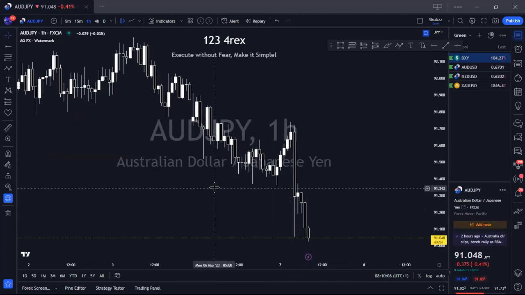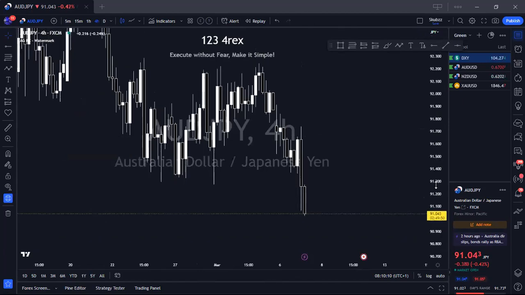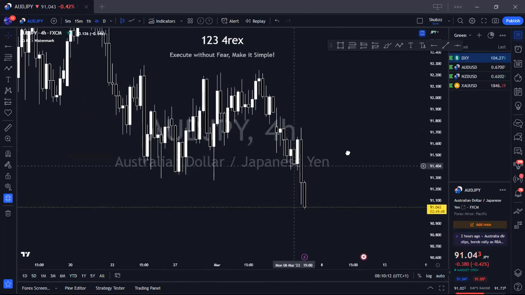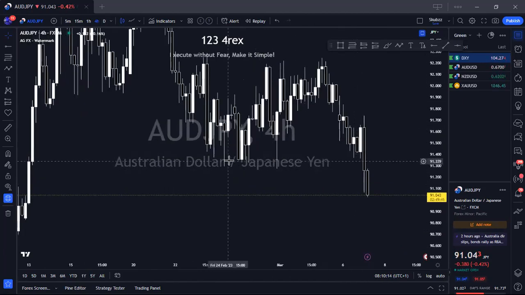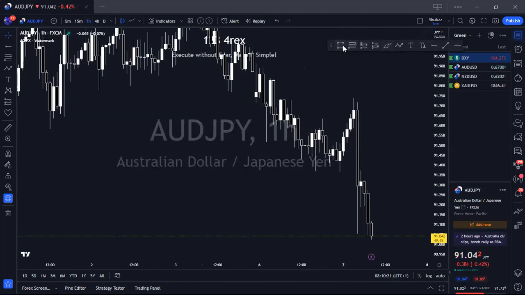This one is actually bearish. Let me look at the 4H. Yeah, it's actually bearish. It has broken this low properly. On the lower time frame, it's also bearish. We just did an impulsive move, we just broke a low to the downside, and we're creating a lower low right now.